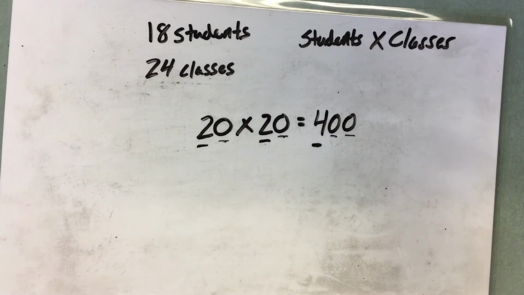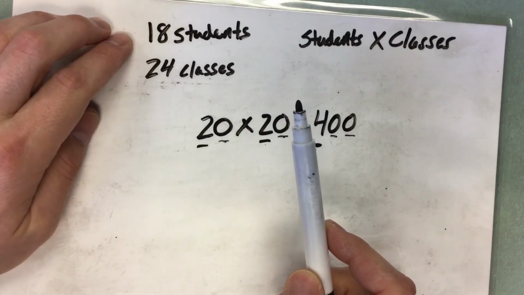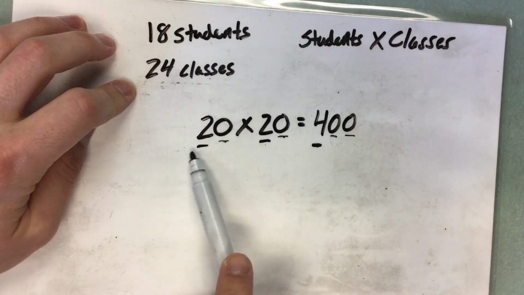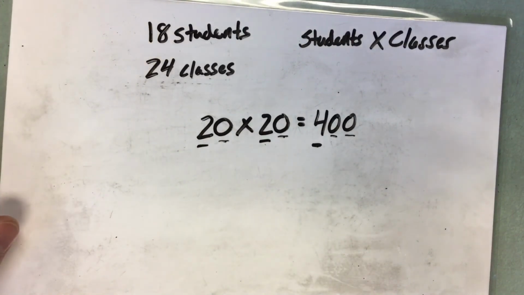So how did we get here? We first rounded our factors, 18 and 24. We made them more friendly. We're using 20 and 20, and then we just multiplied. So there are about 400 students at Fairview.